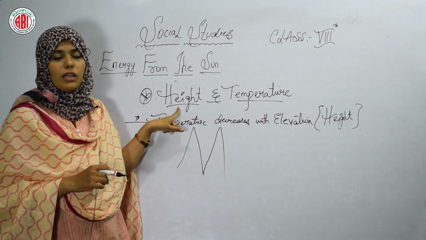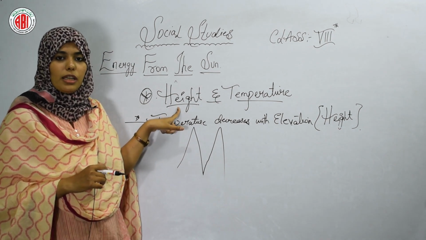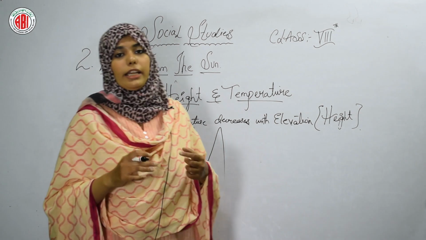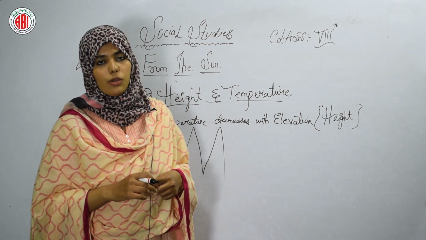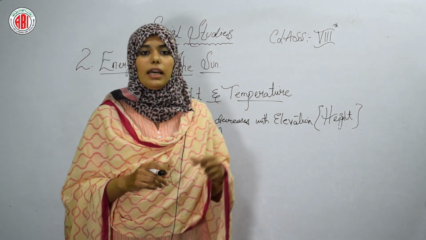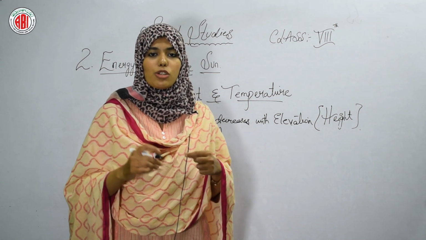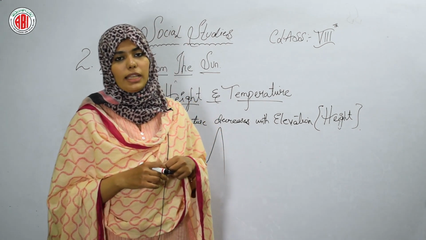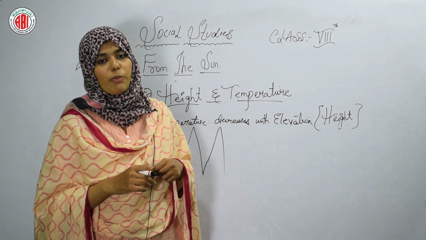So the decrease and increase of temperature in nature depends on height also. And due to cooler temperatures, plants grow on hills and mountains. Most of the plants will grow in those places only. On which places?